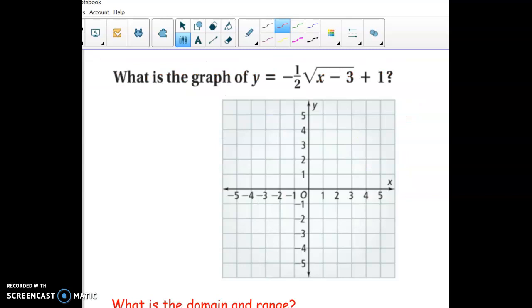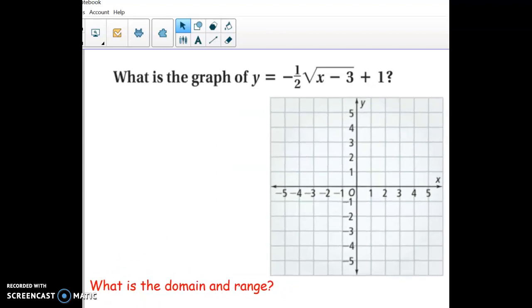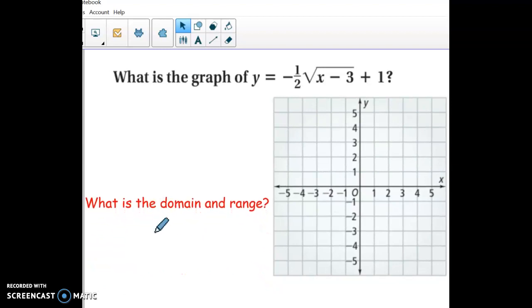Okay, let's get to a little bit more complex example. And I will actually do domain and range on this one too. So see if you can graph it, and then we'll do domain and range together in a second.